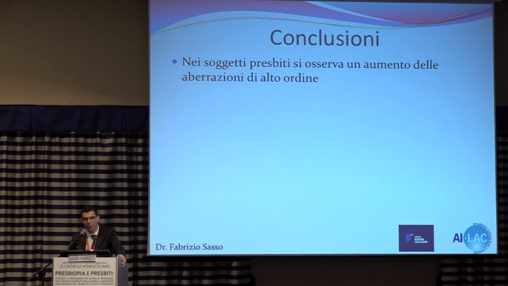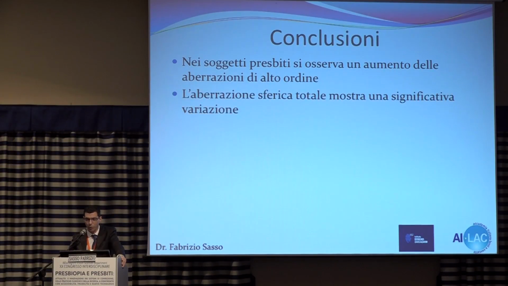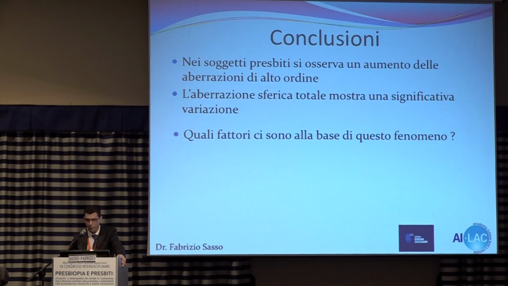In conclusion, I'll be brief because it's just me between you and lunch. In presbyopes, you observe an increase in high-order aberrations. Well, this is always true. This is affected by statistical values which are not so clear in all cases. Spherical aberrations are certainly the most exciting ones. Just a comment on the causes. I identified 3 factors underlying this phenomenon.